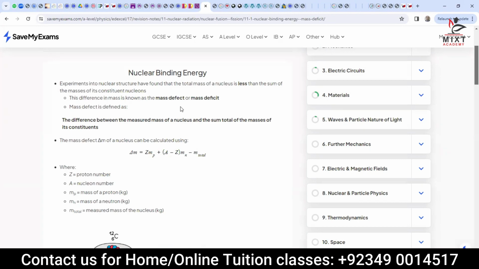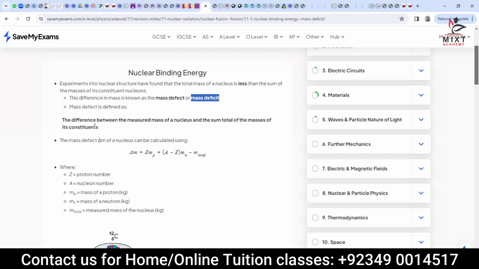But actually, the mass of the nucleus is less than the total mass of the protons plus the total mass of the neutrons. So where has the difference gone? That mass difference is called the mass defect, or mass deficit. Mass deficit is defined as the difference between the measured mass of a nucleus and the sum of the masses of its constituents.